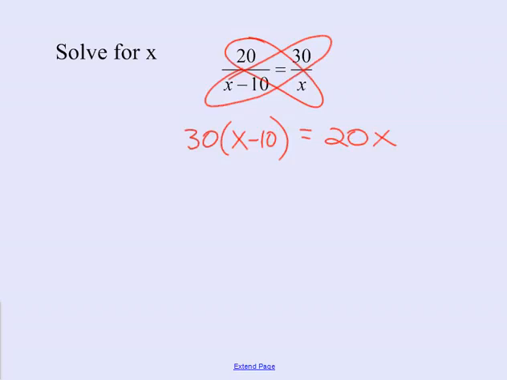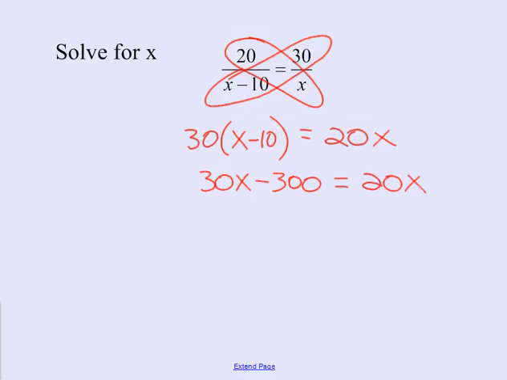Now we can solve for x. On the left side of this equation, we need to distribute our 30. So we end up with 30x minus 300. That's going to equal 20x.